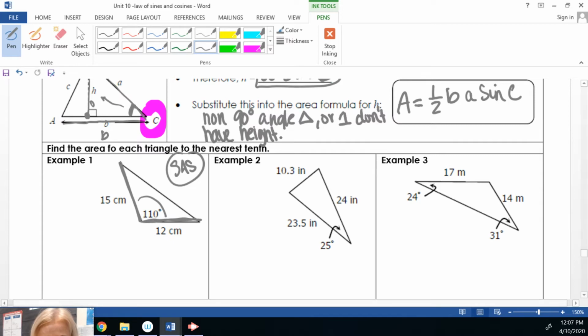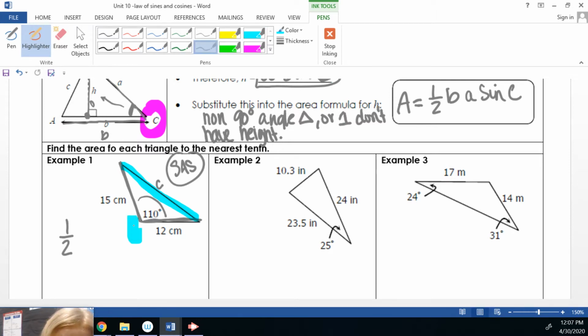And then your area is going to be 1/2, and then that B and A, because this is angle C, so this is side C. Just letting you know that's side C, because remember, it's across from angle C.